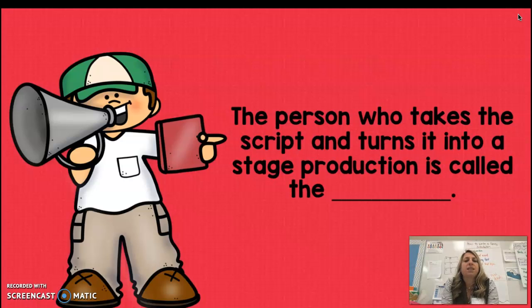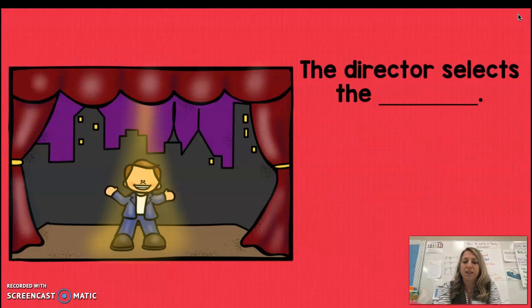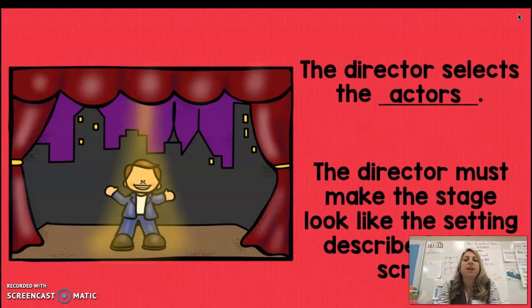The person who takes the script and turns it into a stage production is called the director. They're the ones who tell people what to do and how to say it and where to go and how to do the lights and all of the things. The director selects the actors. The director must make the stage look like the setting described in the script. So the director has a big job to do in making sure that everything is getting done correctly.